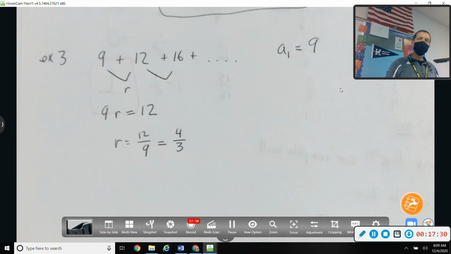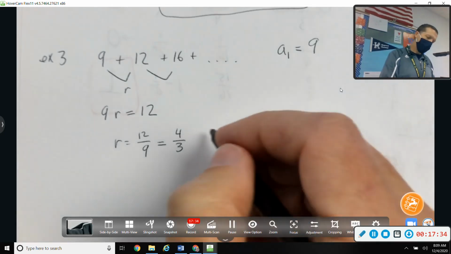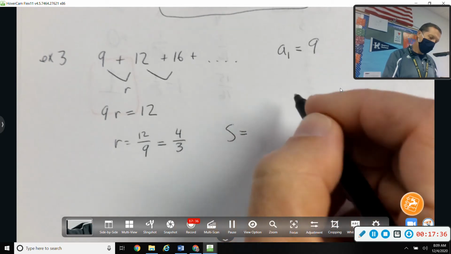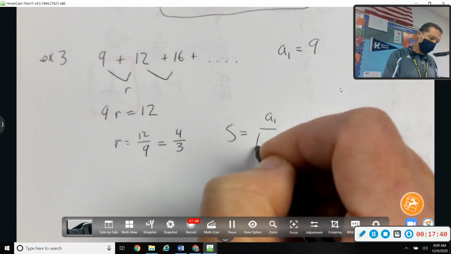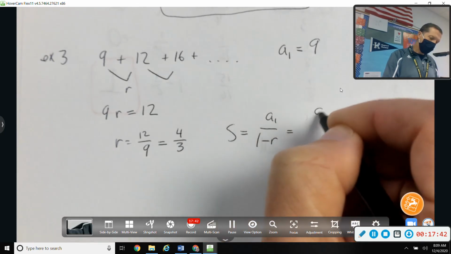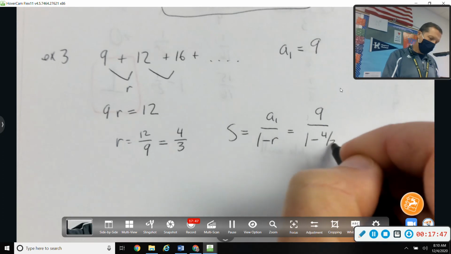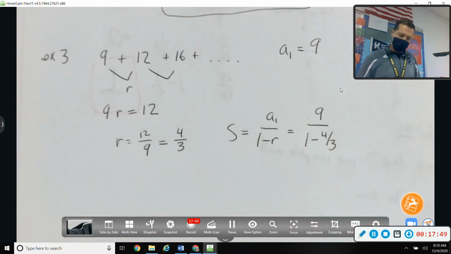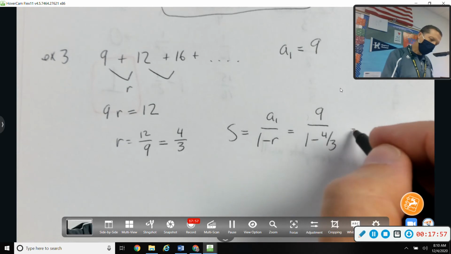I'd love for somebody to stop me at some point. But if not, we'll keep going. So the formula is a1 over 1 minus r. a1 is 9. r is 4/3. 9 divided by 1 minus 4/3 is -27.